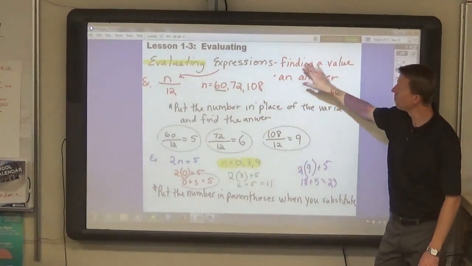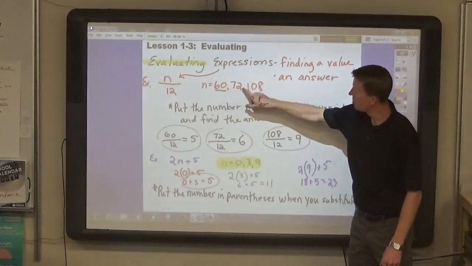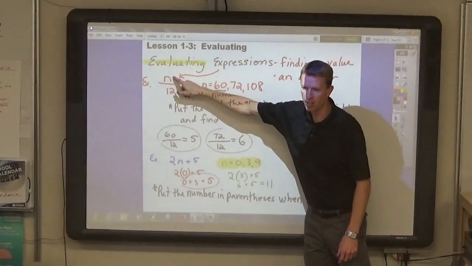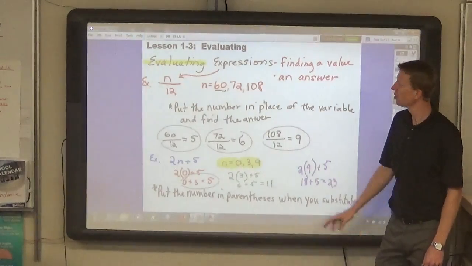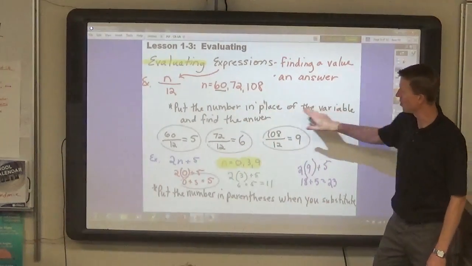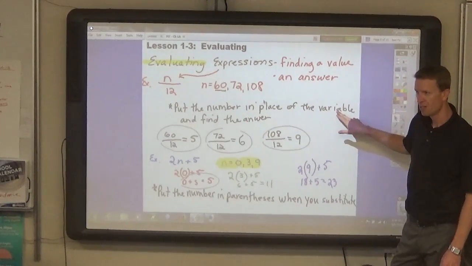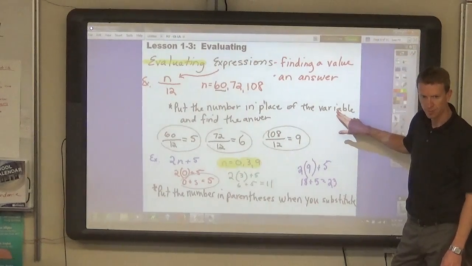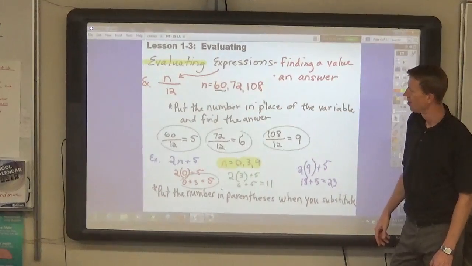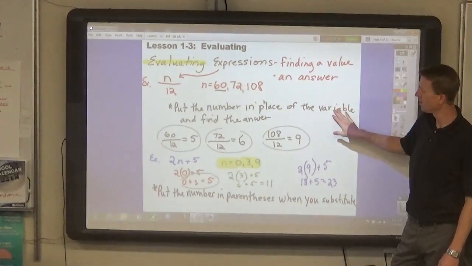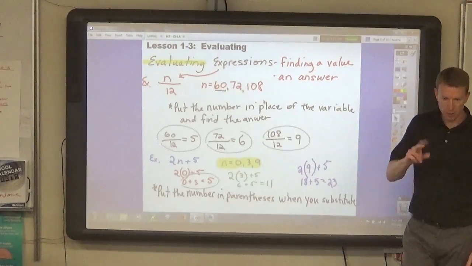We're going to be finding a value for this expression by putting a number that's given to you into the expression and then finding an answer. All right? So everyone write down that this is the procedure. Put the number in place of the variable and find the answer. Substitute the number in.